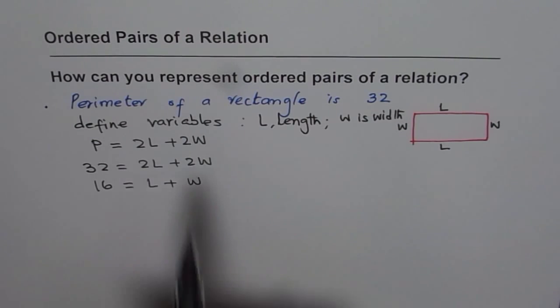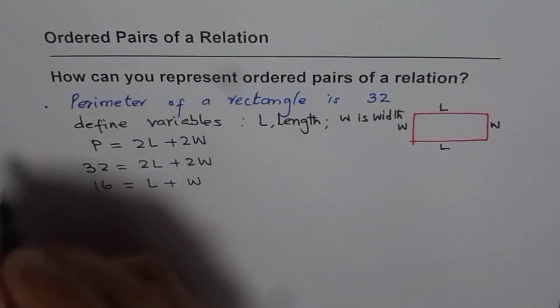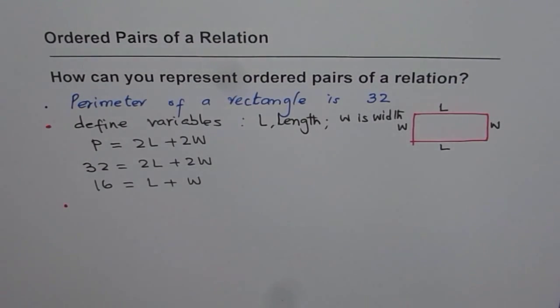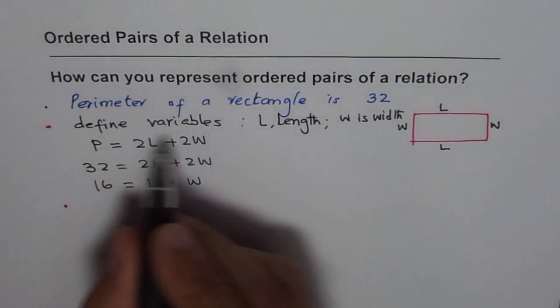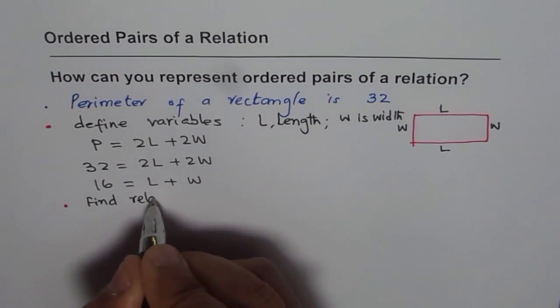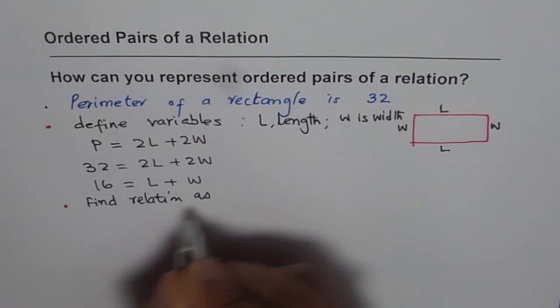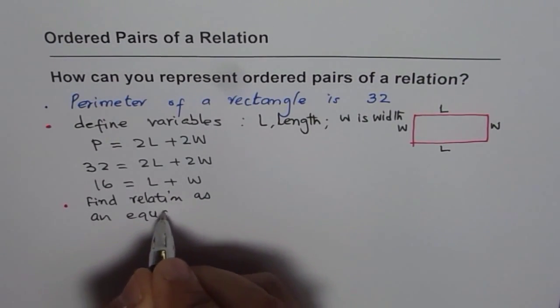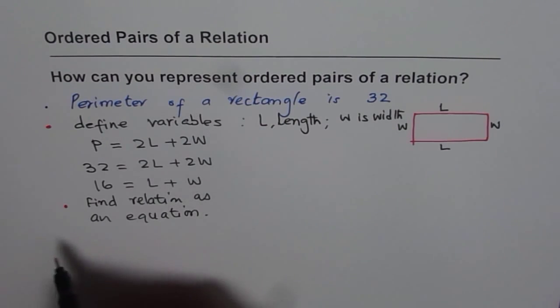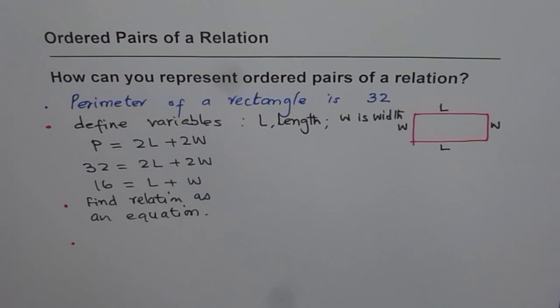Now we'll talk about the ordered pairs. So I should say, the first step we said is that whenever you have a relation, define variables, and the second is to find the relation as an equation. Okay, so that works. Now once you have an equation, then we can find ordered pairs. That is how we reach ordered pairs.